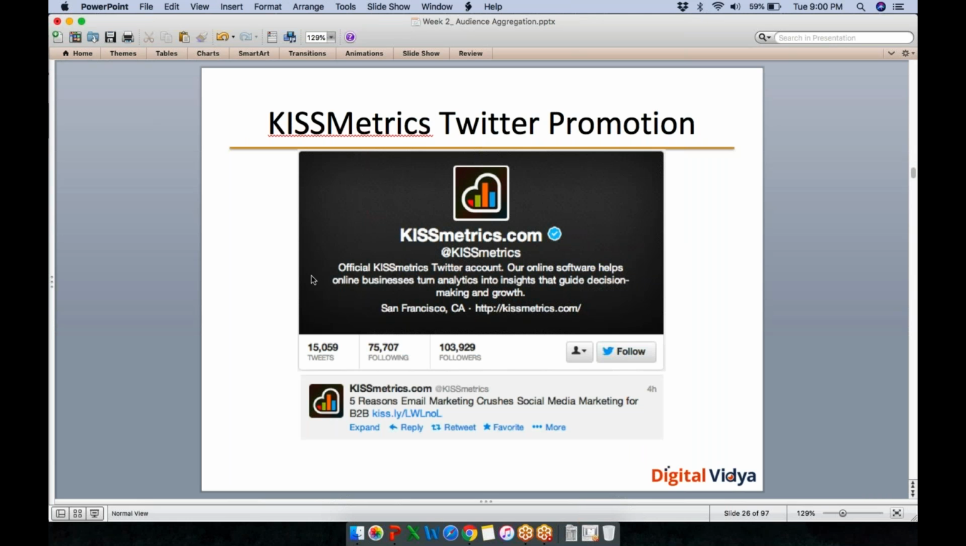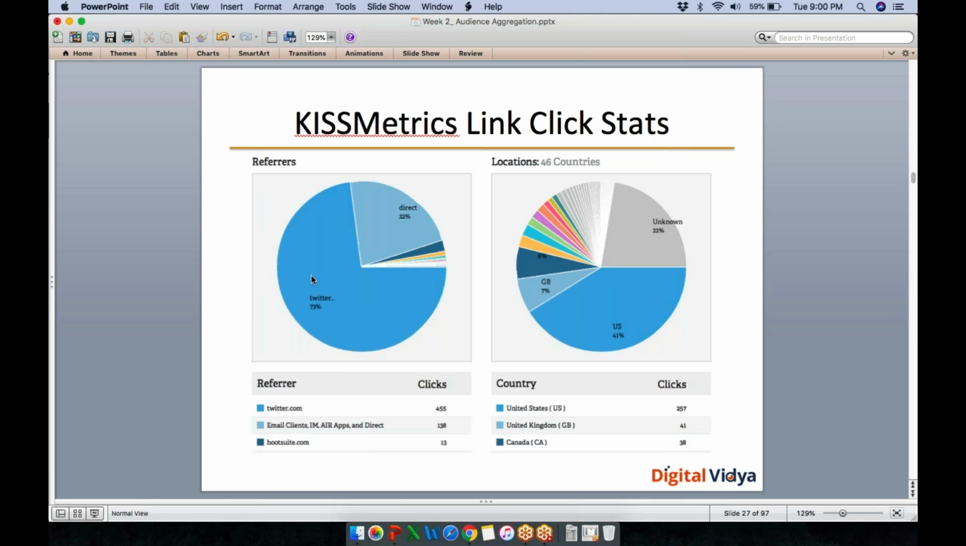Let's do simpler examples now. A few more simpler examples. Kissmetrics has had, it might have been much more now, but it had 1,03,000 followers. They posted this tweet that says 5 reasons email marketing crushes social media marketing for B2B. And there's a URL that they've given.